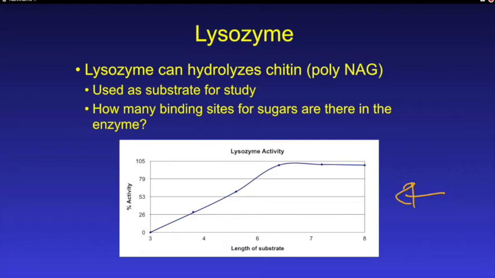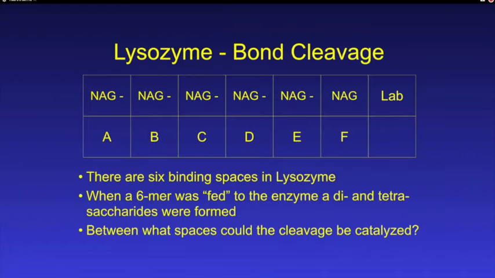So that means there's a break point of about 6 that represents the binding pocket as being fully saturated with the substrate. And so we have 6 places for sugars to bind. Now I'll label those A through F, and if I do that and I put in the lab substrate, where polyNAG goes in, 6 NAGs can fit into these spaces.